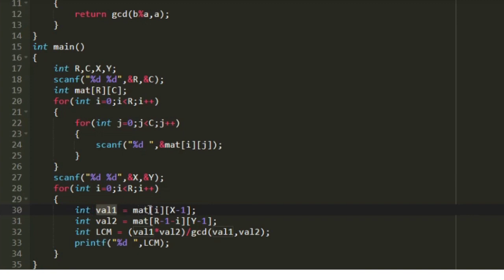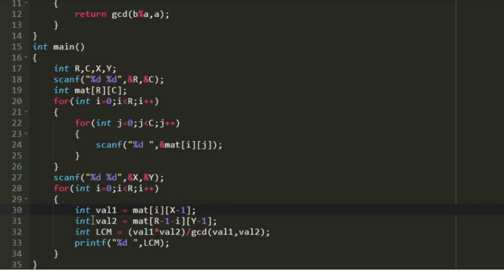So the first integer val1 is the integer that is present in the xth column. So in the xth column we should start taking integers from top to bottom. So here we have included the condition x minus 1 because we have started from 0. So the value of x minus 1 would be the xth column, and here we have used the value of i because in the xth column we have to take integers from top to bottom.